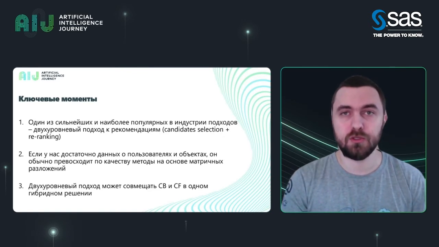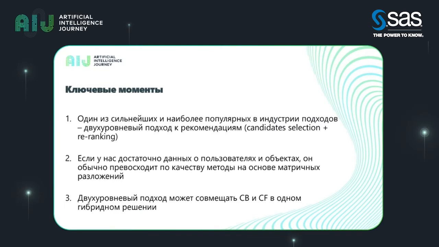Now, to sum up about the practices in supervised recsys models, we can say that the two-layer approach is one of the strongest. Candidate selection, re-ranking. If we have enough data about users and objects, it's usually superior to matrix factorization, and the two-layer approach can employ both CB and CF in one solution.